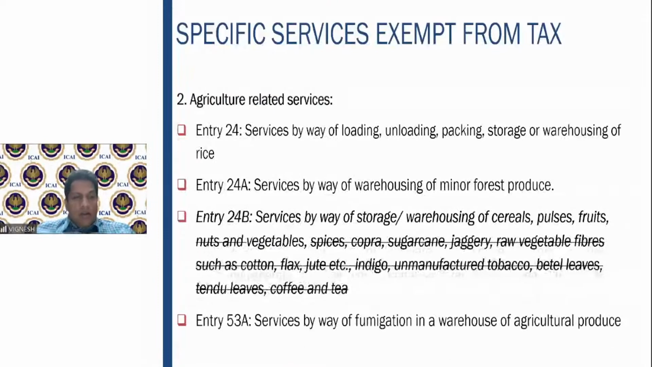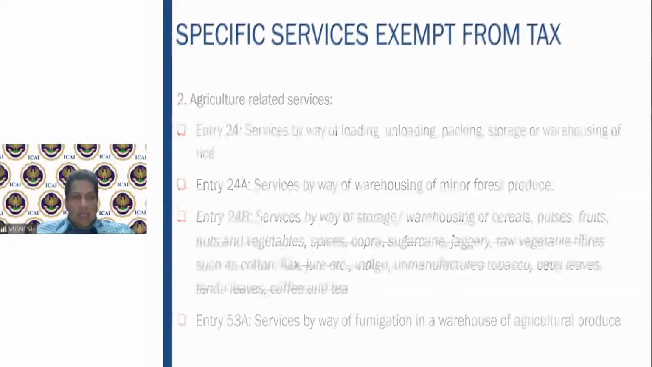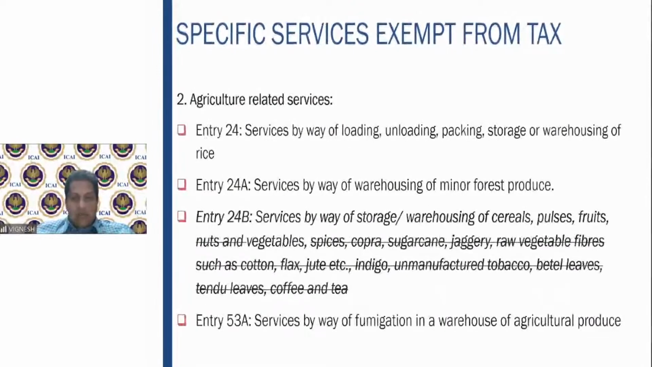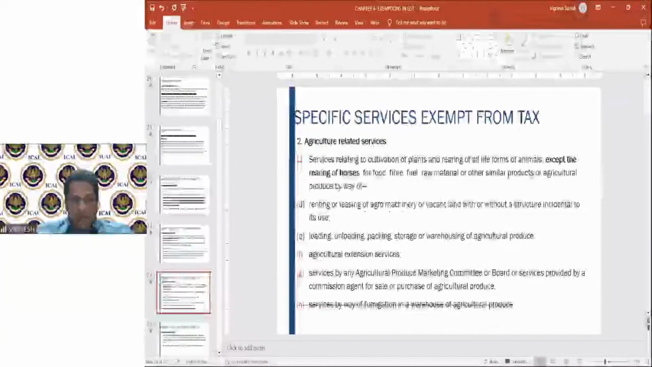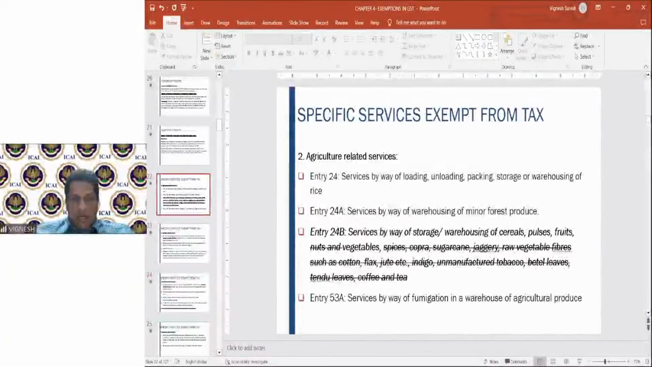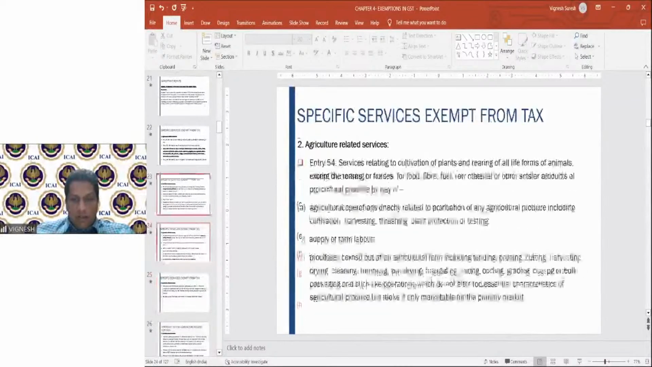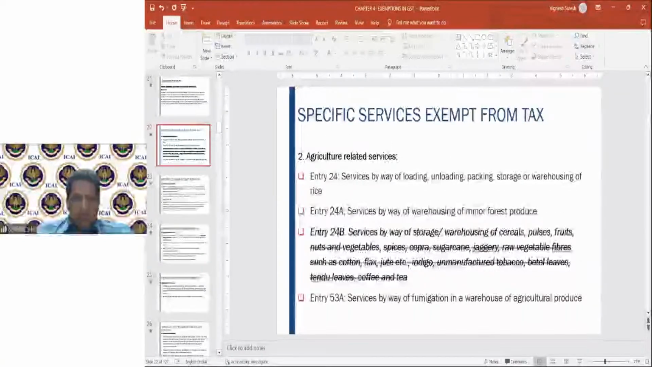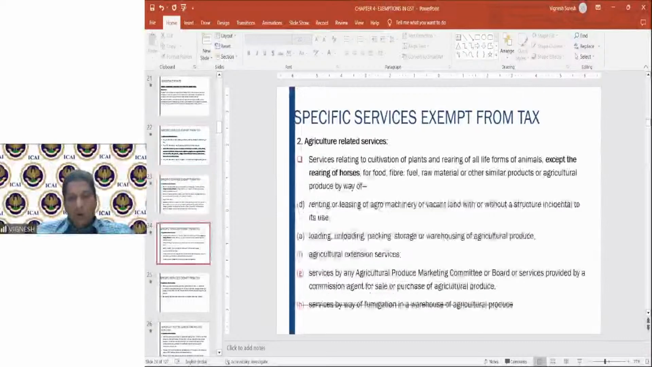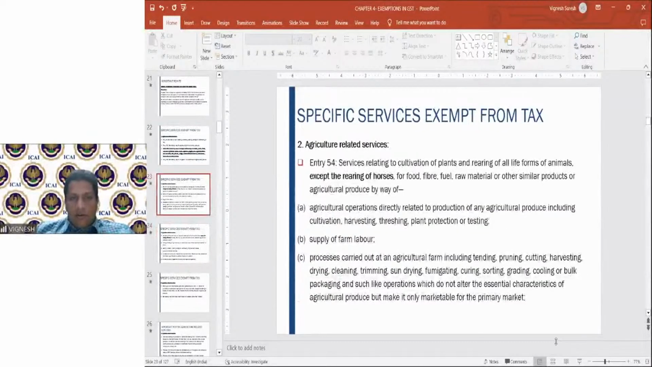Then 53A, services by way of fumigation in a warehouse of agricultural produce. There is a small change here. I will tell you. This has come in entry 53A, services by way of fumigation in a warehouse of agricultural produce. Since it was duplicated in 54, they have removed it from 54. Fine. So in 54 also multiple activities are there.